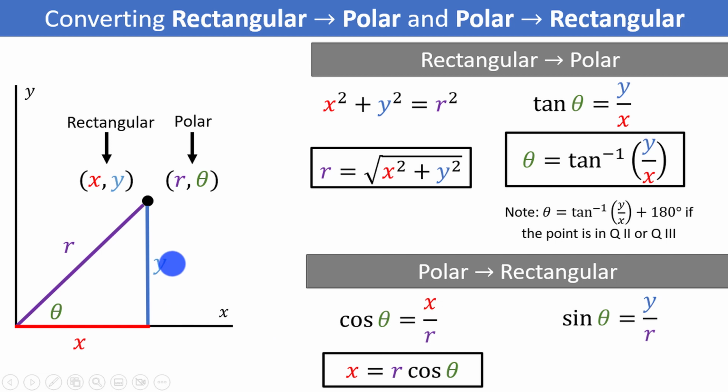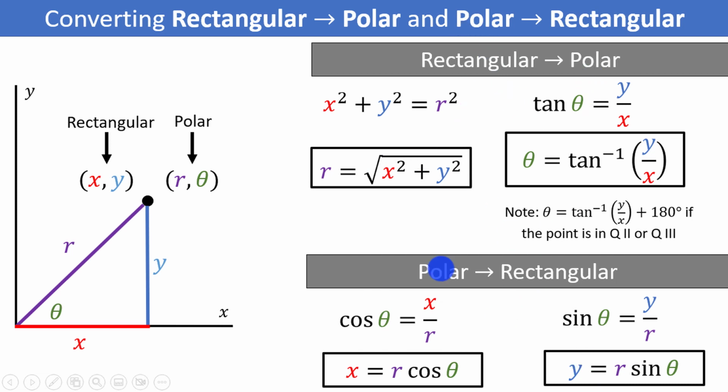Sine of theta is equal to y over r, or opposite over hypotenuse. If we multiply both sides by r, we will get that y is equal to r times sine of theta. These are the four formulas that you will be using in order to convert from rectangular to polar, or from polar to rectangular.